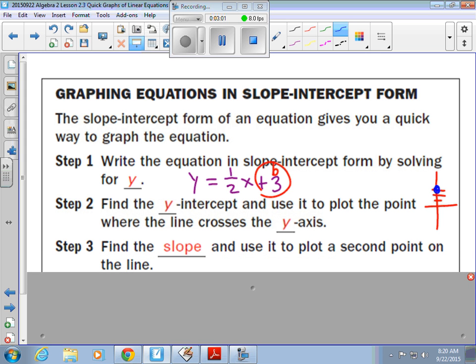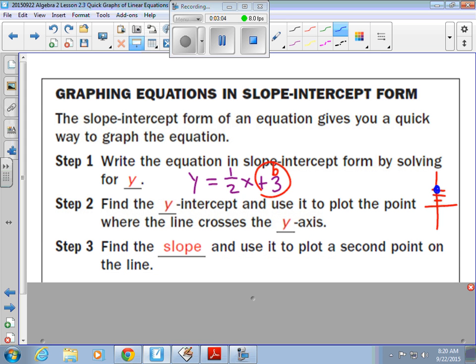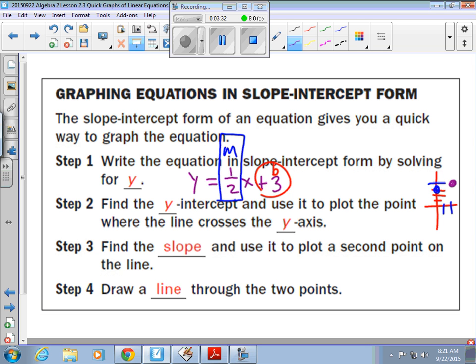Step number 3 is telling you to find the slope. According to this one right here, my slope is 1/2. The top number tells you to either rise or run. I have 1 as my top number. It's positive, so from the point that I put on the y-axis, I'm going to go up 1 more. The bottom number 2 tells me to run either left or right. It's positive, so I go to the right. I go up 1 and to the right 2. There's my second point, and then the last step is to draw a line through the 2 points.